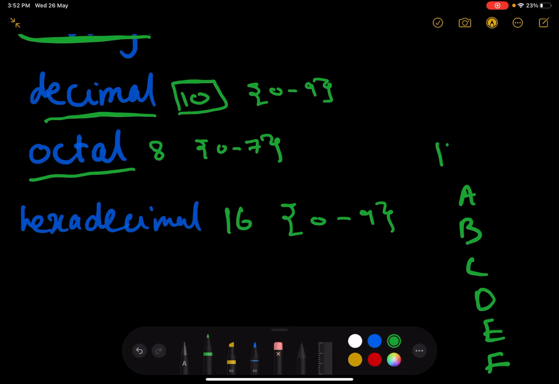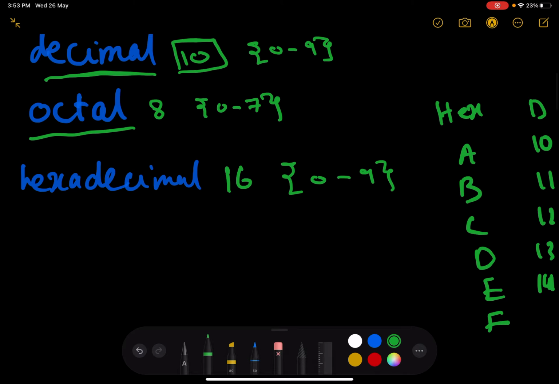So here we have this one in hexadecimal, and what is equivalent to it in the decimal system? A is equivalent to 10, B is equivalent to 11, C is equivalent to 12, D is equivalent to 13, E is equivalent to 14, and F is equivalent to 15.